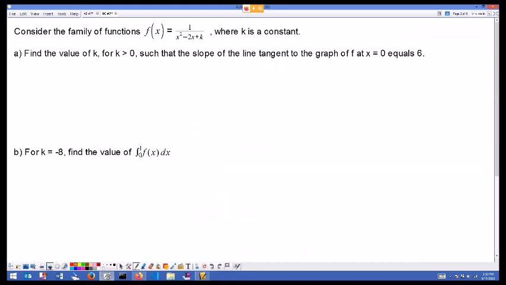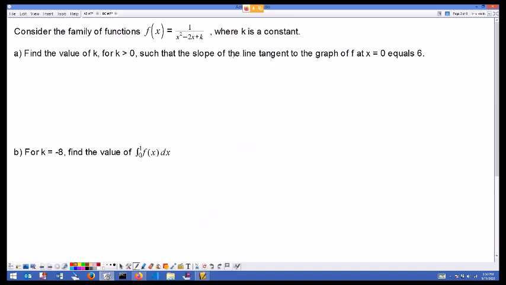So this is the next one they recommend you guys take a look at. This is number 5 from the 2019 test. And they're giving you f(x) equals 1 over x squared minus 2x plus k, where k is a constant. We want to find the value of k for k greater than 0, so that the slope of the tangent line at x equals 0 is 6.